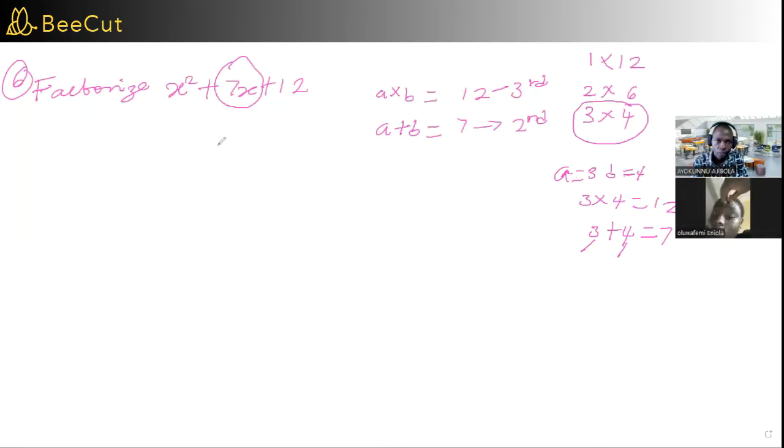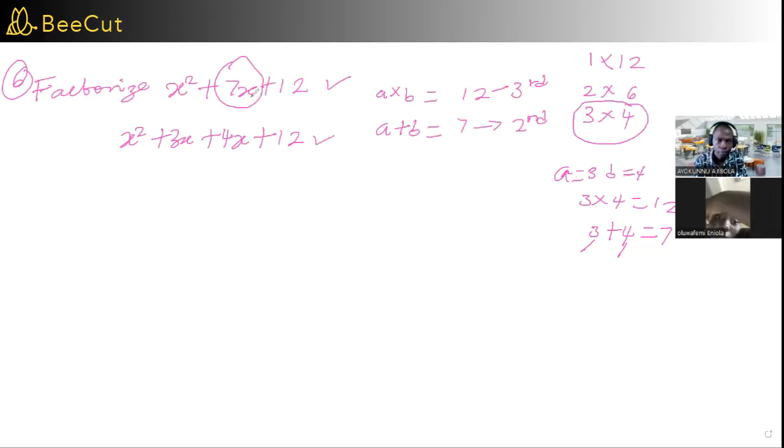3 plus 4 gives me 7. So this expression now becomes x squared plus 3x plus 4x plus 12. So you can see, what I have here is what I have here. I have not changed anything.